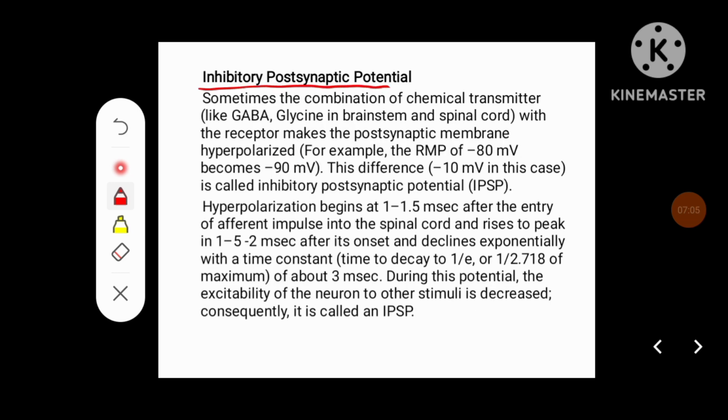Inhibitory postsynaptic potential. Sometimes the combination of a chemical transmitter like GABA, or glycine in the brainstem and spinal cord, with the receptors makes the postsynaptic membrane hyperpolarized. For example, the resting membrane potential is going to reach minus 90 from minus 80, and this difference of minus 10 millivolts is called the inhibitory postsynaptic potential, or IPSP.